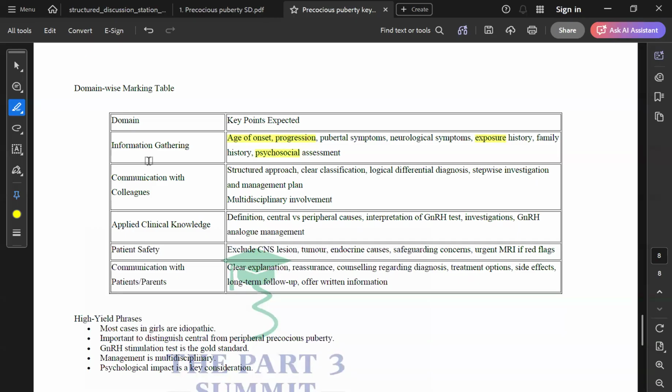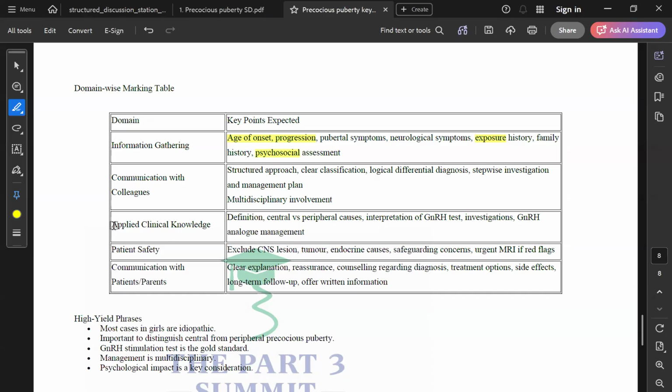Now, coming to the communication with colleagues, this is how you should be starting the management. As I repeatedly say, start the management with the involvement of MDT, and how you logically answer the question with justification is going to fetch you the marks. Okay, and you can ask the assessor to repeat the question, and you can revisit any question if you had some more points to add at the end of the station, if you happen to have some time.